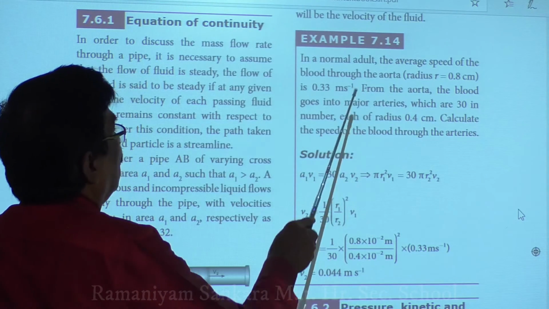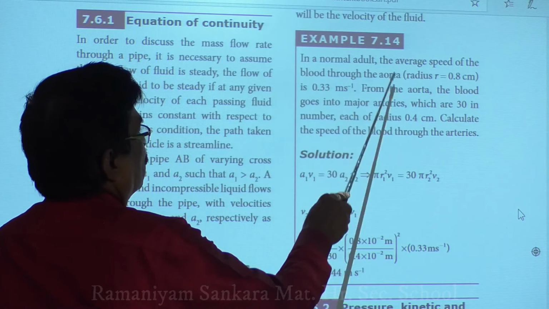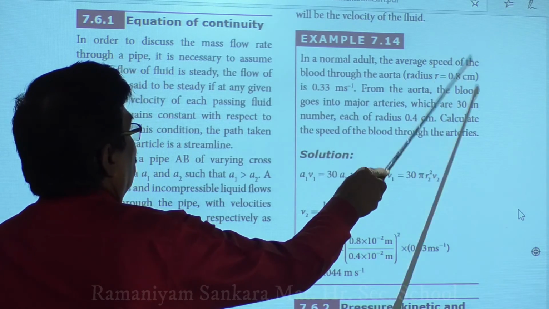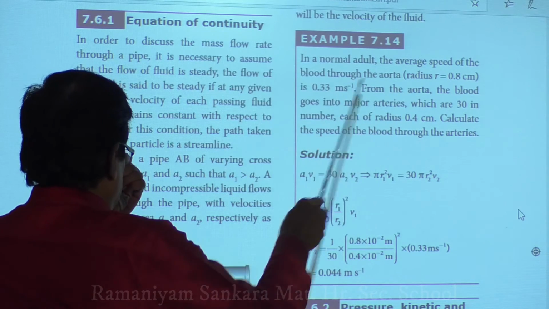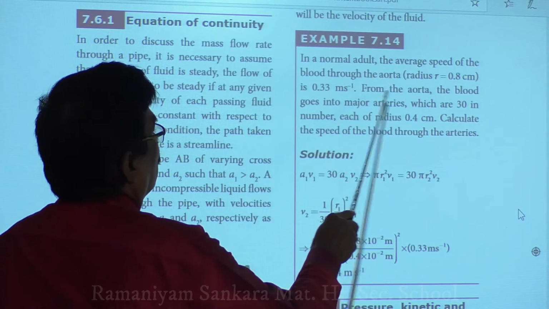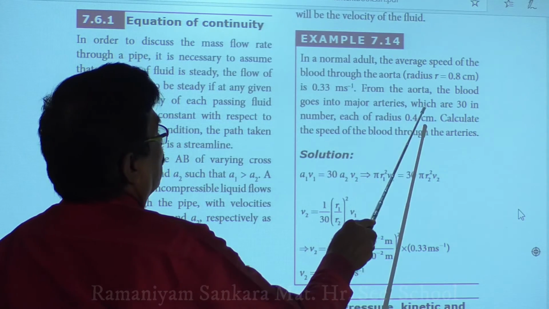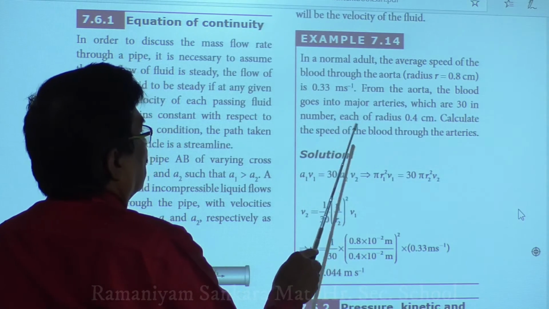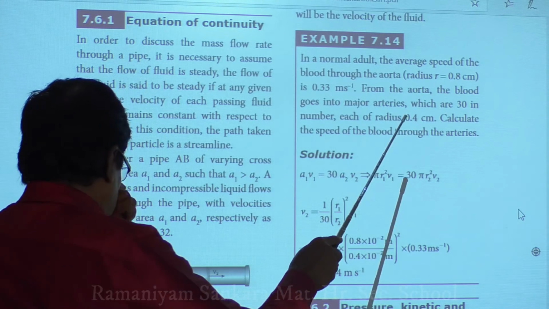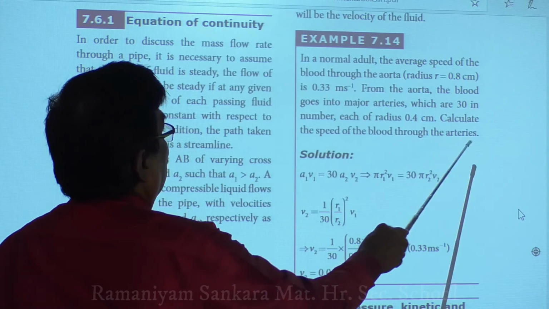Now a problem, a 3-mark problem. In biology, the blood in the aorta has a radius of 0.8 centimeter; convert this into meter. The speed is 0.3 meter per second. This is the blood speed. From the aorta, the blood goes into major arteries which are 30 in number, each of radius 0.4 centimeter. Convert them into meter. Calculate the speed of the blood through the arteries.